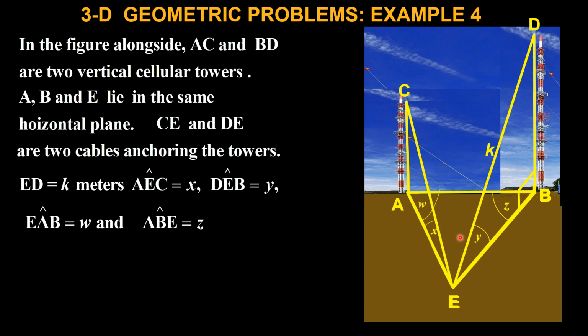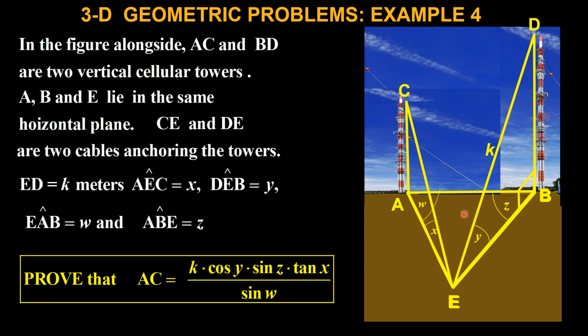Angle DEB is Y. Angle EAB, this one on the horizontal plane, is W. And ABZ, the other one on the horizontal plane, is Z. Okay, and our question is to prove AC, and AC needs to be equal to this expression. Don't be intimidated by that. We just want to find AC.